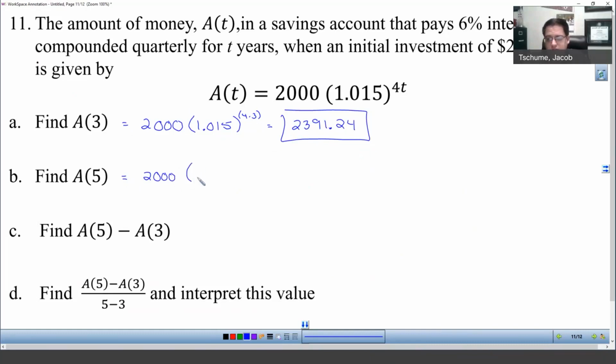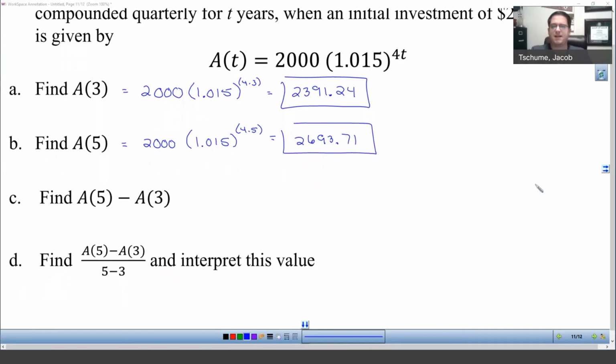So I'm going to change this to the same function, but instead of doing 4 times 3, we are now going to do 4 times 5. So let's see, let me type this in really quick. And after 5 years, you should have $2,693.71. So obviously the money went up. So I know my average rate of change is going to be positive, but let's see on average, how much money are you making each year between these two increments?